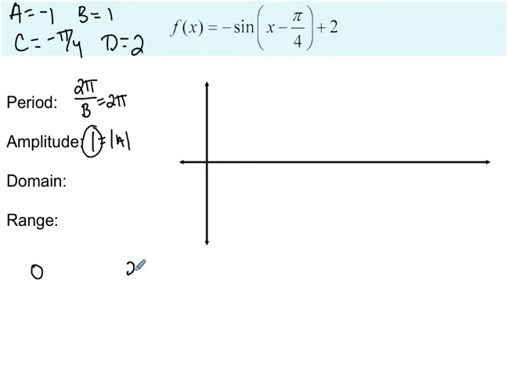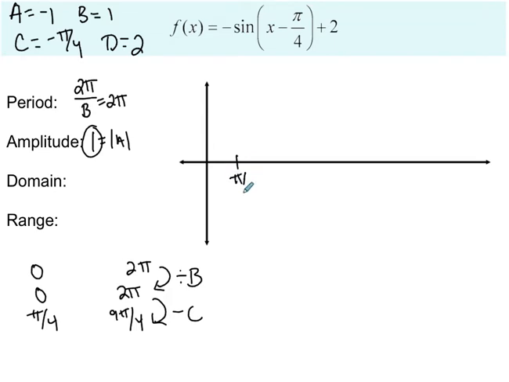Normally for sine, I graph between 0 and 2 pi. I would divide by b. In this case, it's 1. And then I would subtract c. And c, again, is negative pi over 4. So that's like adding pi over 4. So it would be from pi over 4 to 8 pi over 4 plus pi over 4, which is 9 pi over 4. So now I know what values to put on my x-axis.